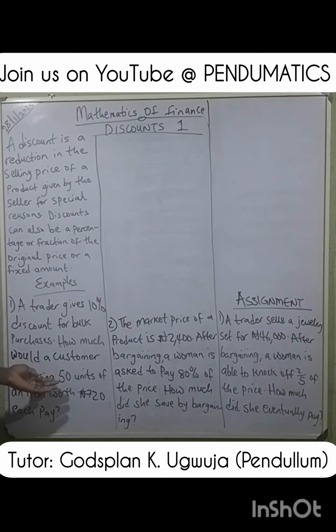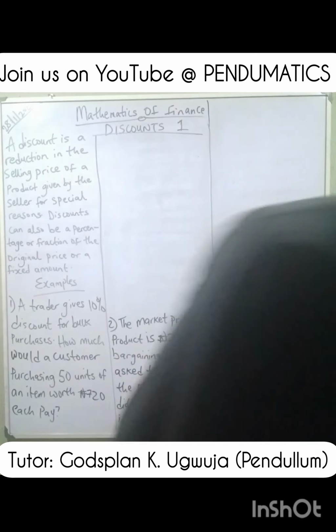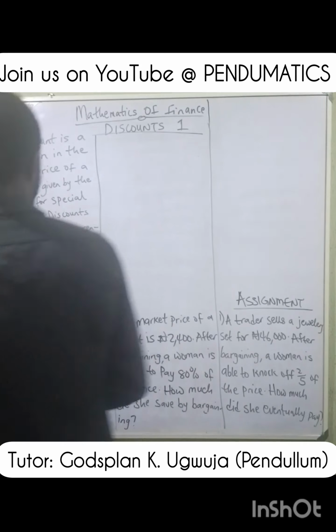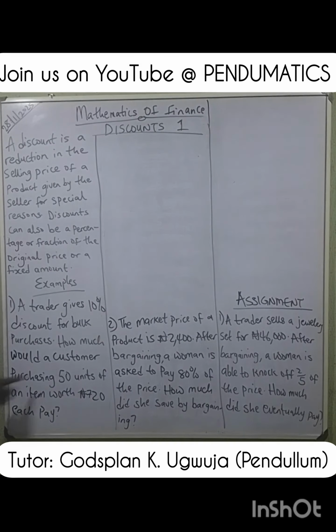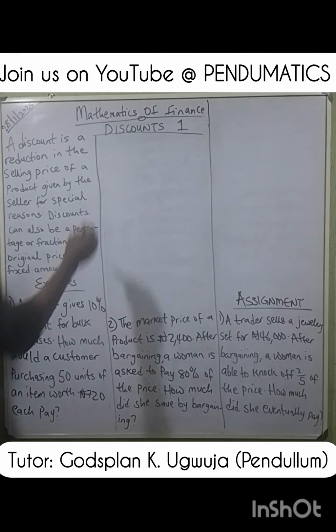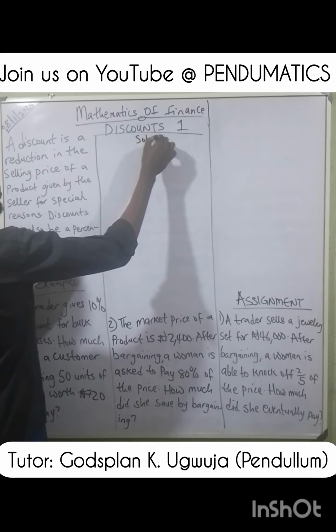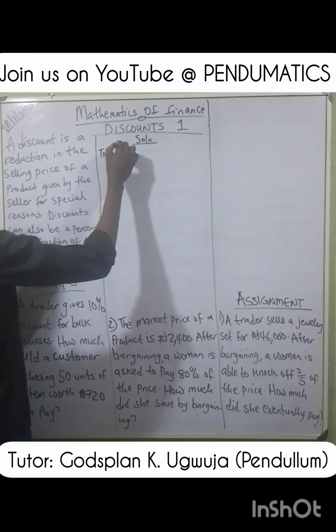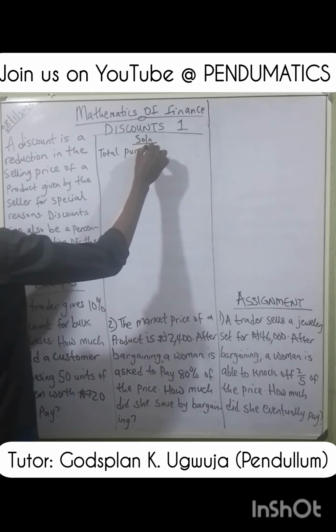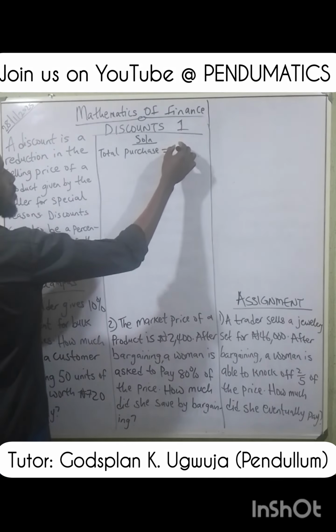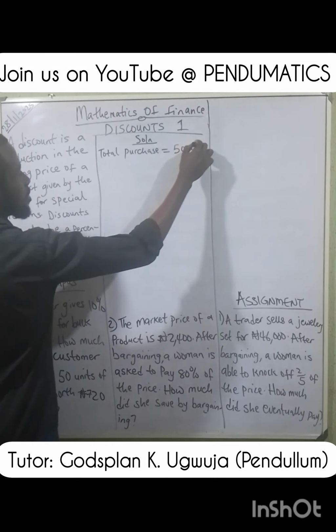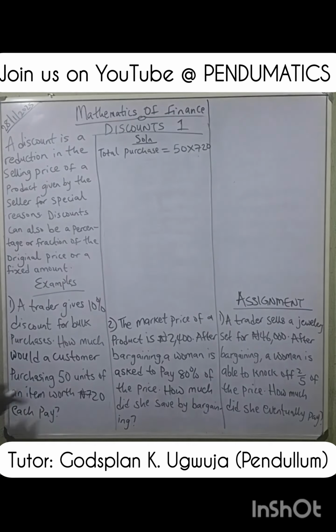All right, so 50 units is bulk purchase. That means this customer is going to get 10% off his total purchase. So how much will he eventually pay? First thing we are going to find out is how much is the total worth of what he's buying. So total purchase is 50 units times 720. Remember, each one is 720 and he bought 50.